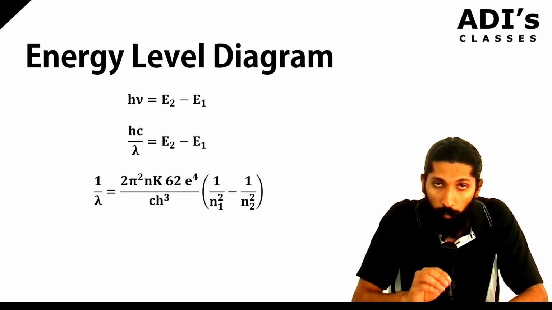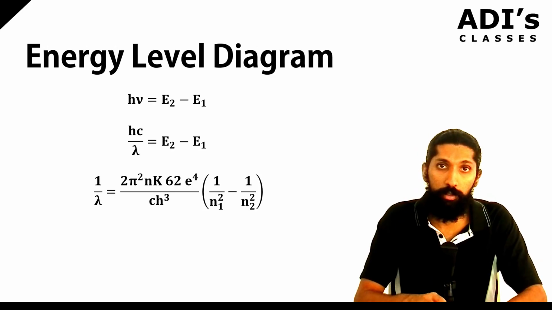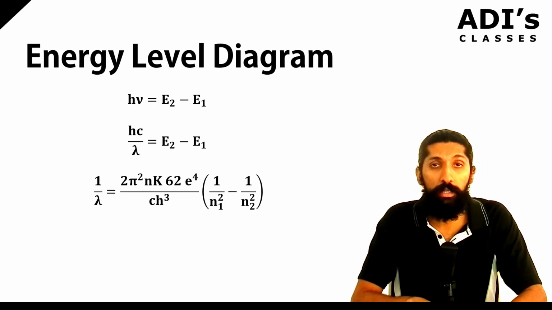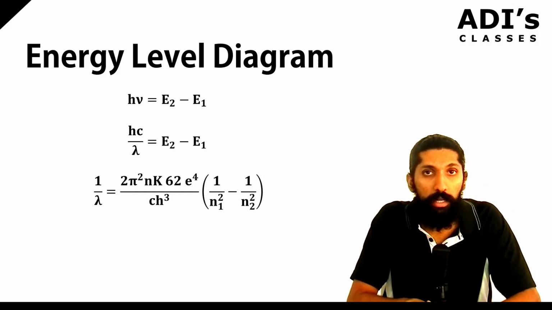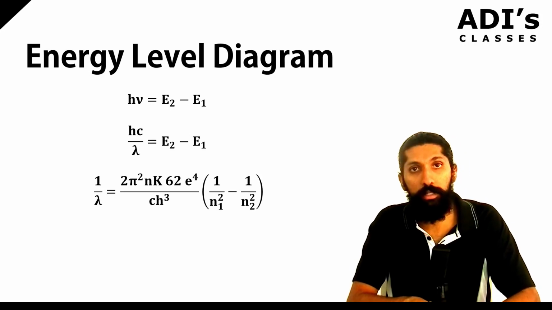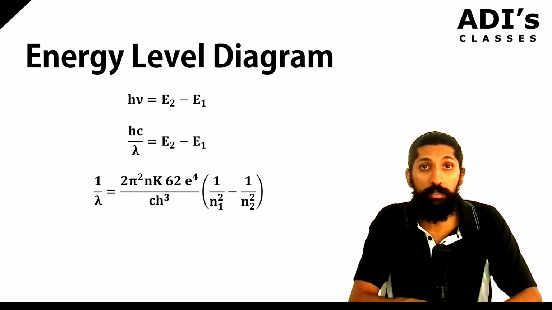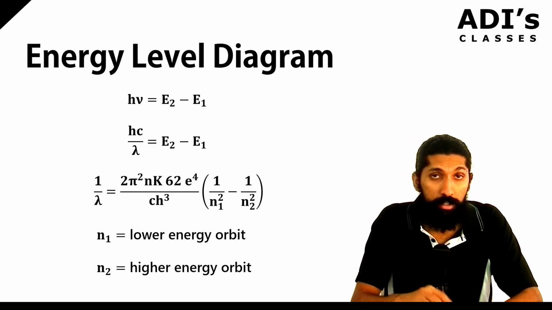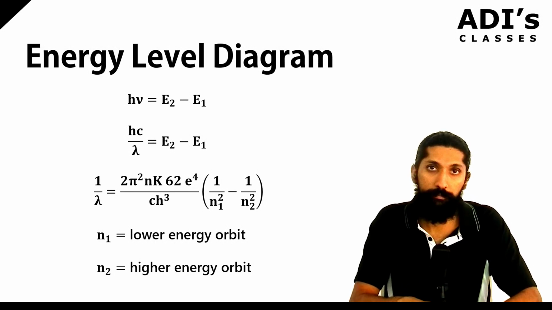Alright. Now, 1 by lambda, that is 1 divided by the wavelength, is equal to this value into 1 by n1 square minus 1 by n2 square. Now, how we got that value is because remember you did energy. In the last video, we had derived the energy. We apply that energy formula and this is what we get.